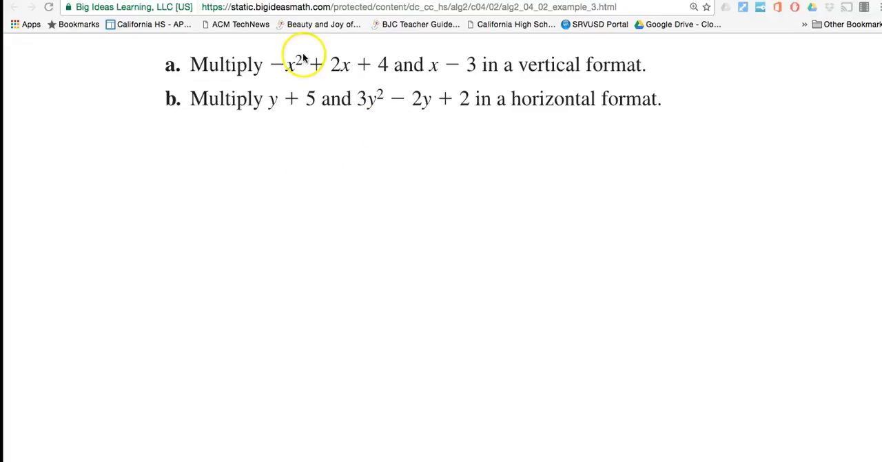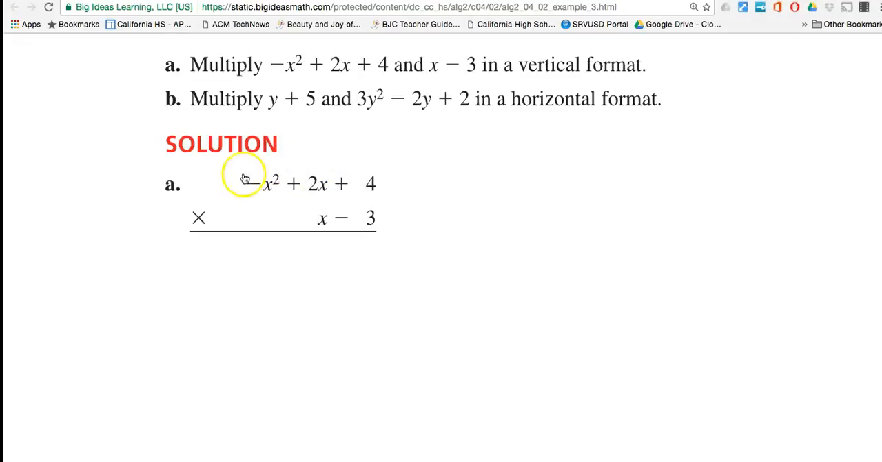First, let's look at multiplying two polynomials in vertical format. Now, we are going to set this up just like we were multiplying two big numbers. In this case, we have a three-term polynomial. That's going to be like if we had a number with 3 digits. x minus 3 has 2 terms, just like if we had a number with 2 digits. So we write this down, and again, we line up our like terms here.